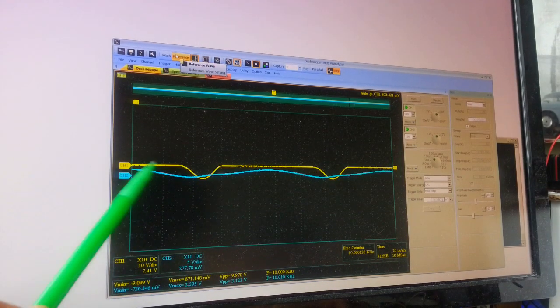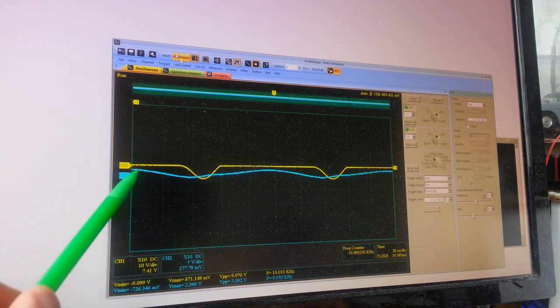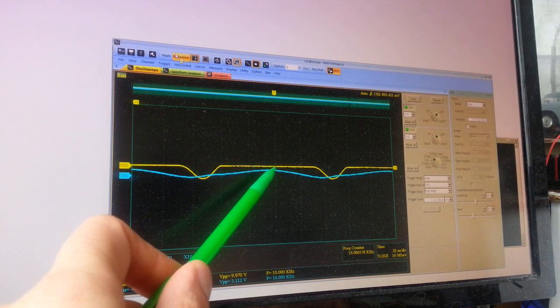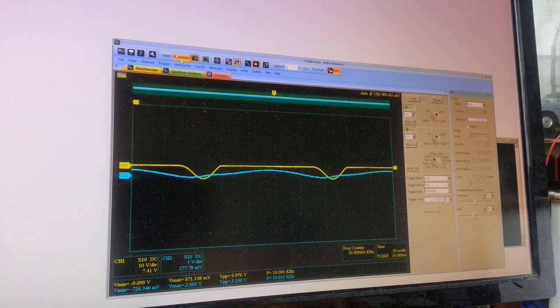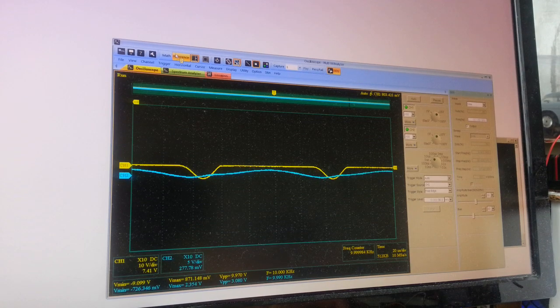So here is the screen. The yellow line is the voltage across the diode, and the blue line is the current through the diode. So it's actually proportional to the current. The peak voltage at this moment is 9 volts, and I have a Schottky diode under test. So let's increase the voltage on my audio amplifier.